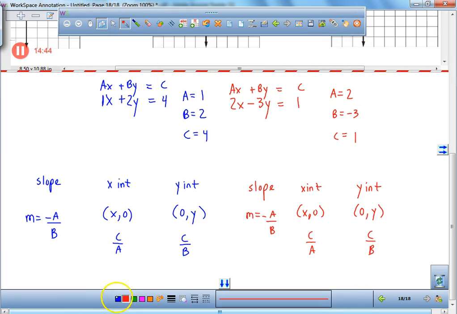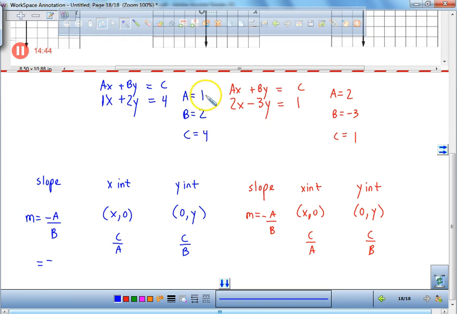Does everybody see m equals negative a over b? So I'm going to put, ready? I'm going to put negative. It's not a over b, it's negative a over b. What's my a value? 1. What's my b value? 2. What's my slope of the blue line? Negative 1 over 2. All right. Let's see if we can find our x-intercept. What's my c value?